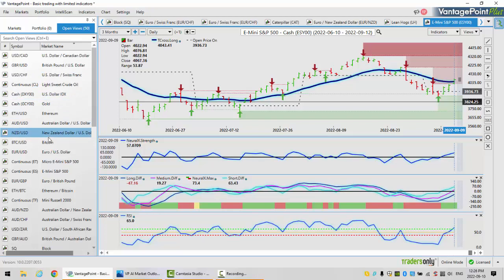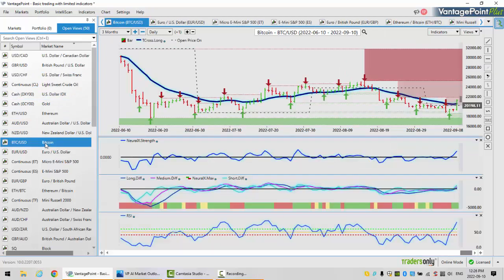Now, when we look at Bitcoin, Bitcoin will continue to follow the stock market indexes, more specifically the Nasdaq and the S&P 500. So Bitcoin, like the S&P 500, the intermarket correlation here is clear as day. They're both moving up and down together. So if we can continue to hold above Bitcoin's key level of 20,537, then we would see further upside.